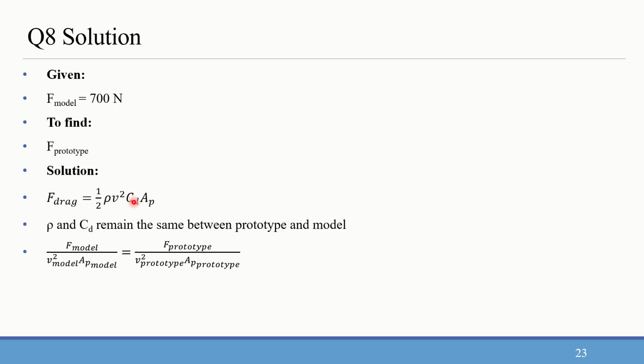F model by V square into AP, that is the projected area. So F model by V model square into projected area model equals F prototype divided by V prototype square into projected area prototype. Now we know V model, we know V prototype, we know F model, and AP model and AP prototype can be given using the scale factor.